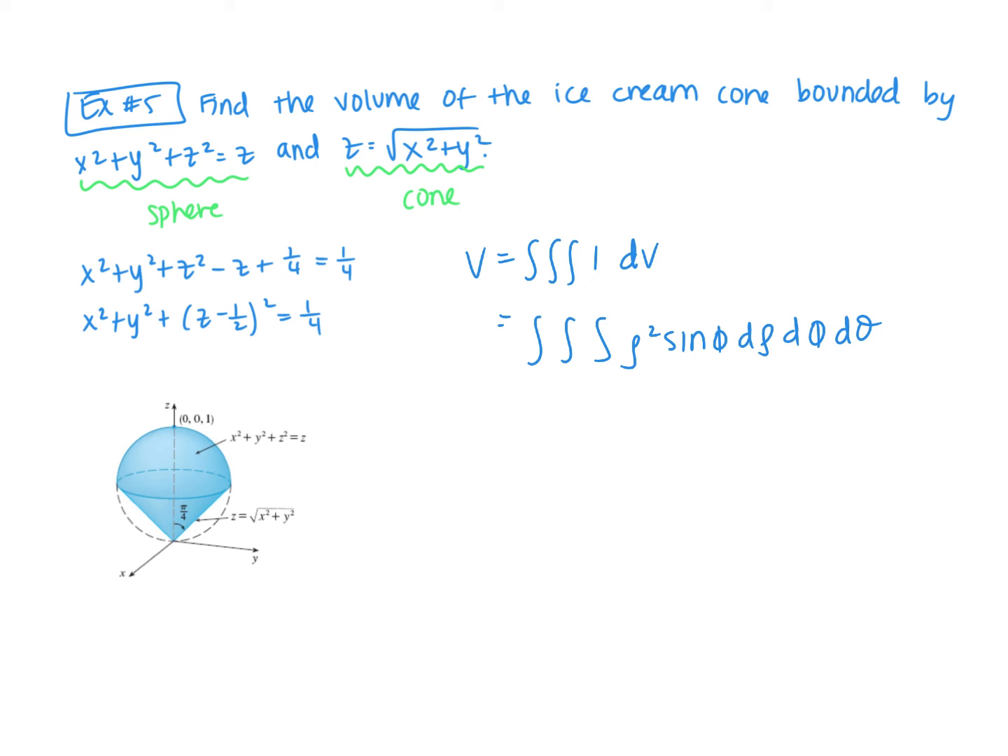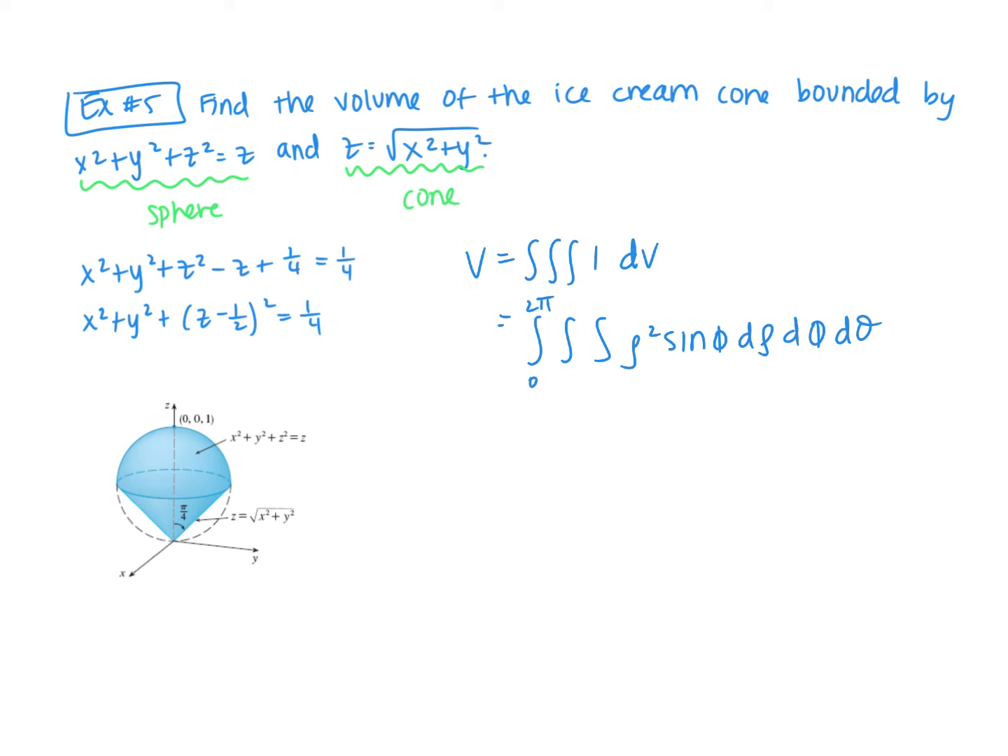Okay, I think the easiest limit to find is theta. We should be able to tell theta is going to be 2 pi. We have everything around that circle, so theta will be 0 to 2 pi. Phi and rho are more difficult to find.